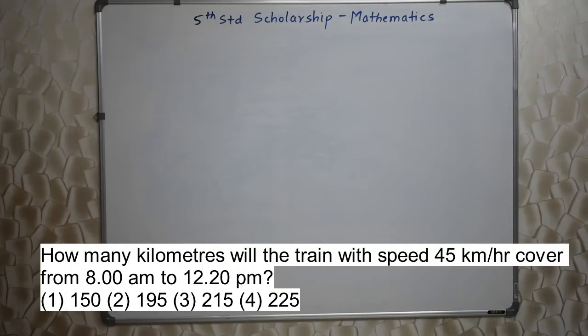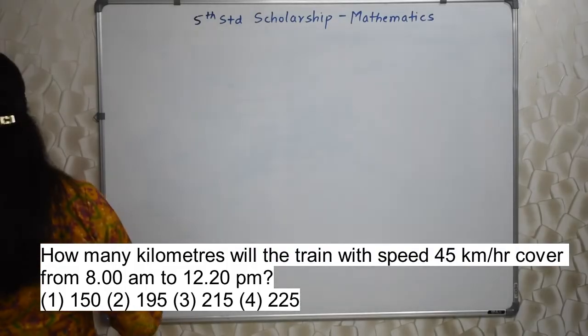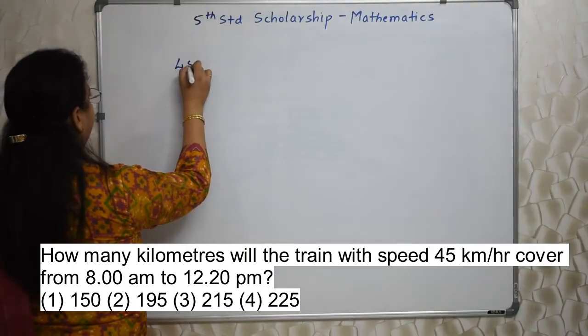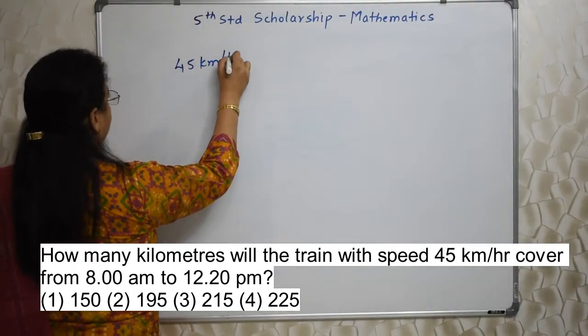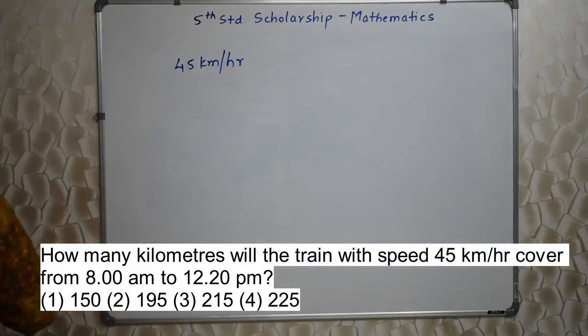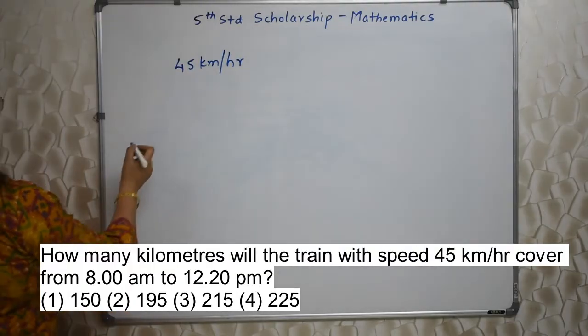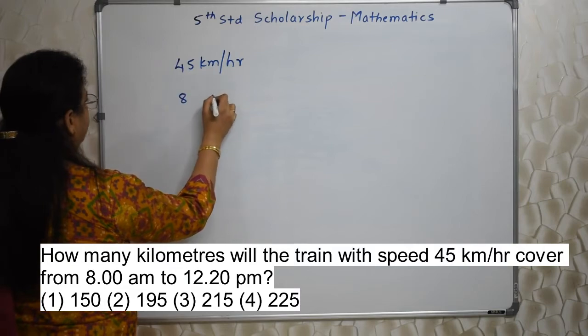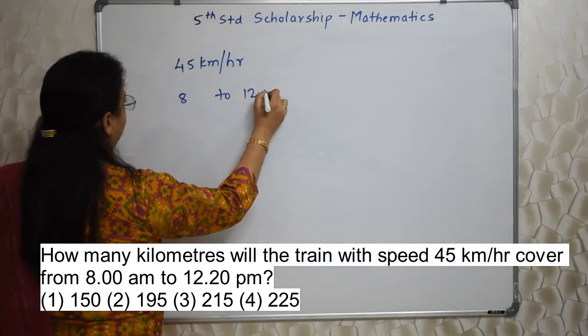How many kilometers will the train with speed 45 km per hour cover from 8 am to 12:20 pm? What is the speed? Speed is 45 kilometers per hour. It can cover 45 kilometers in 1 hour. Now we need to find out from 8 to 12:20.